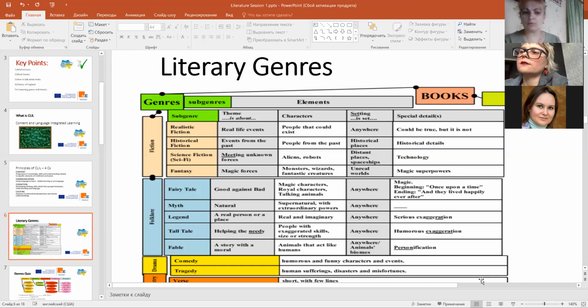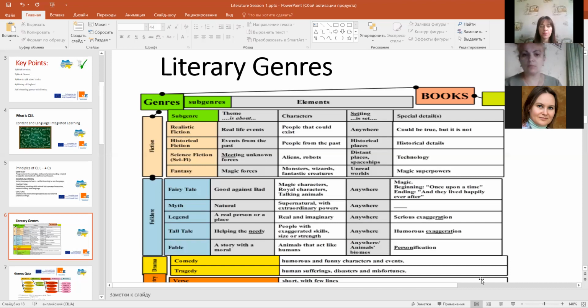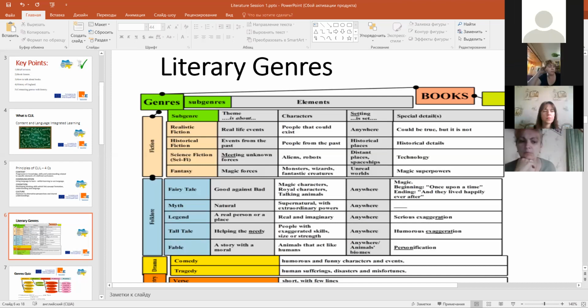Now I will tell you the element and you will try to guess what literary genre it is. So this literary genre contains humorous exaggeration. It can be a folklore tale. So it's a tall tale. Yeah, good. And what is a tall tale actually? Ira Gerasimova, come on, continue. A tall tale is a subgenre of folklore.